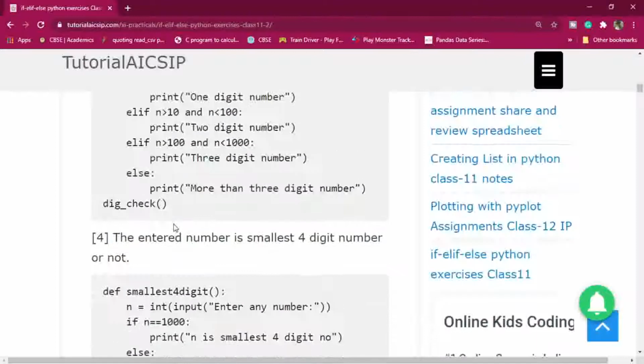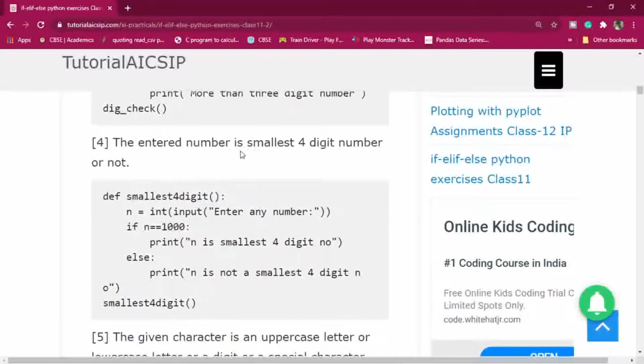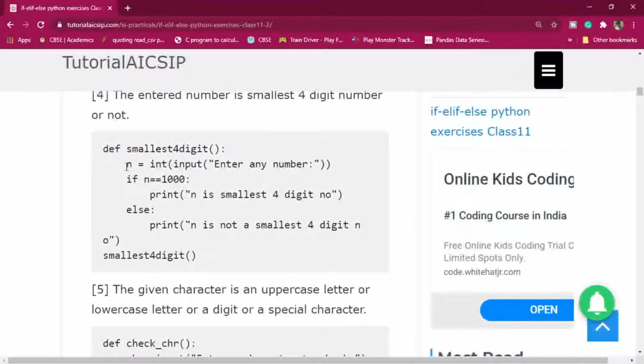Okay. The next is to check whether the entered number is the smallest 4 digit number. How can we decide that? If the number is 1000, then 1000 is the smallest 4 digit number, as we know very well. That's why I have written the value directly with the equal to operator. So n is the smallest 4 digit number, otherwise n is not the smallest 4 digit number. Like that you can check. Here it is the equal to operator, one more time a relational operator.